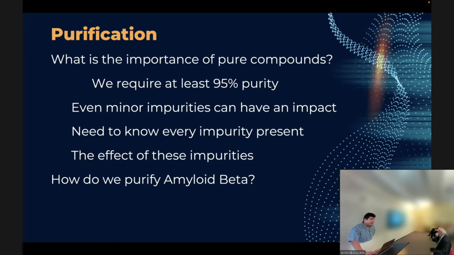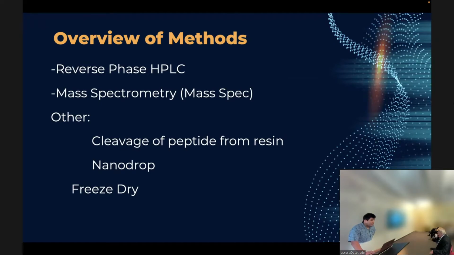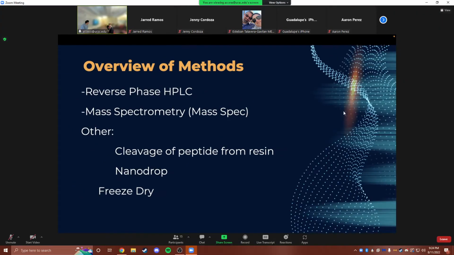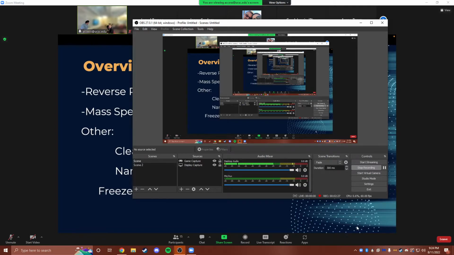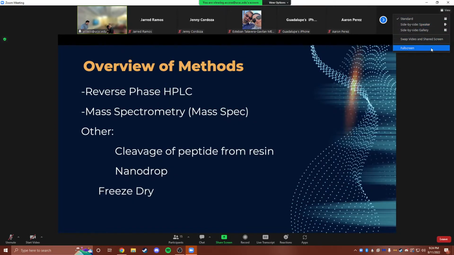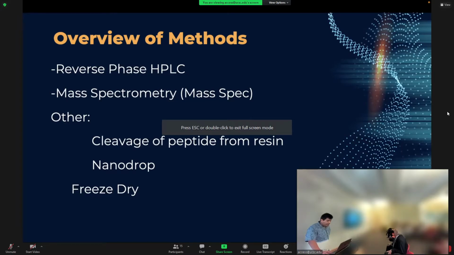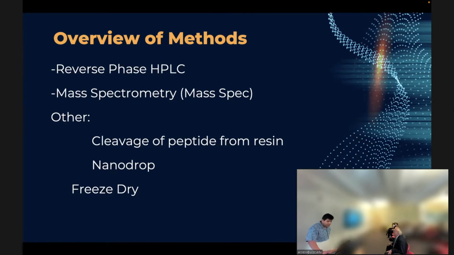So, how do we purify amyloid beta? Quick overview of the methods. The two main ones I used were reverse phase HPLC and mass spectrometry. Some other things we did: since the synthesis of the peptide, amyloid beta 42 is stuck to a resin, we have to cleave it from the resin before we run it on the HPLC. We also use the NanoDrop to find the concentration, and we freeze dry the peptides to store them for later use if we ever want.